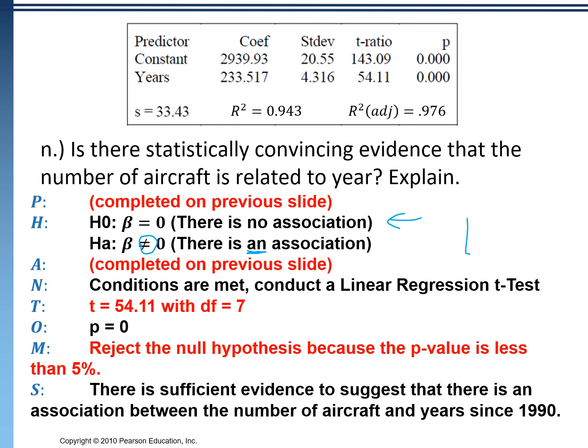So in other words, if there is an association and beta isn't equal to 0, we have a slope that's going uphill or maybe downhill. If it's equal to 0, we just have a flat line. Imagine a scatter plot with a whole bunch of points just scattered all over the place, kind of like what we'd like to see in a residual plot. That would have a flat slope, with slope equals 0. Conditions are met. We're going to conduct a linear regression t-test.